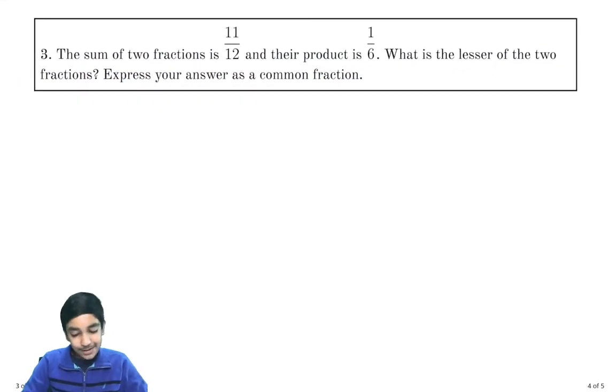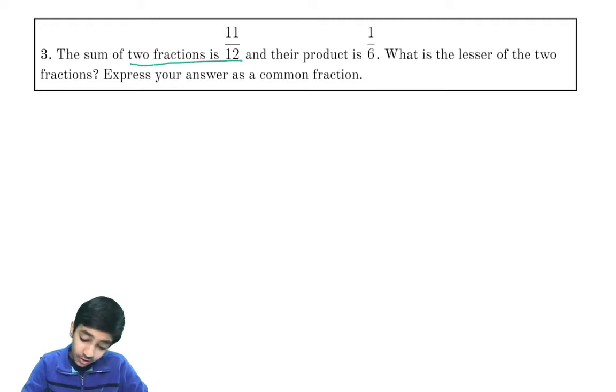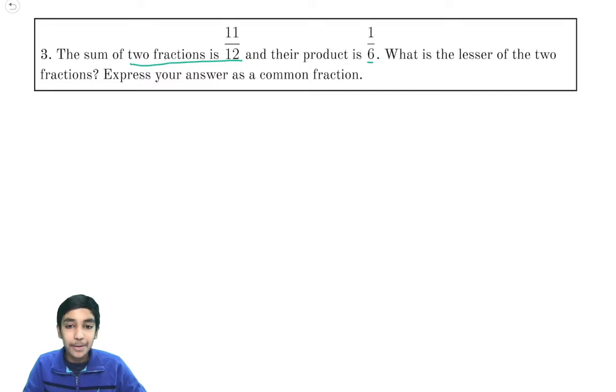This one is interesting. The sum of two fractions is 11 over 12, and their product is 1/6. What is the lesser of the two fractions? You might be asking, why is this in the quadratics, polynomials, Vieta's chapter? The interesting part of this problem is we can actually turn what seems to be a guess and check problem into a problem with Vieta's and the quadratic formula. Let me show you how.